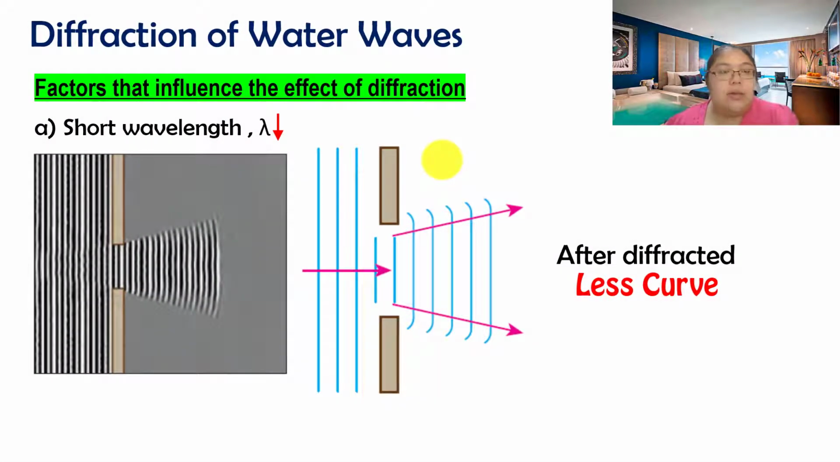Okay, so now we go to the second factor, the wavelength. Okay, the second factor is talking about the wavelength: the bigger the wavelength, the more diffracted. So we're going to see, is it correct for the hypothesis?